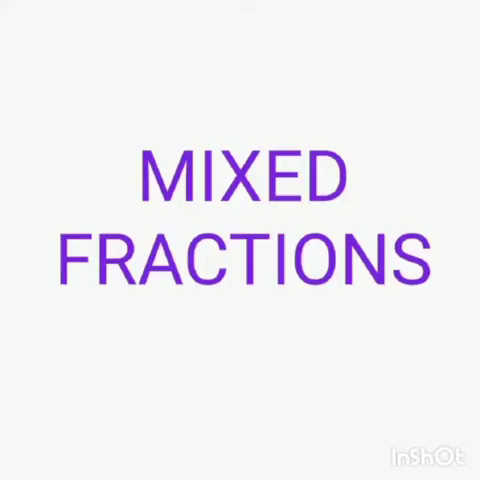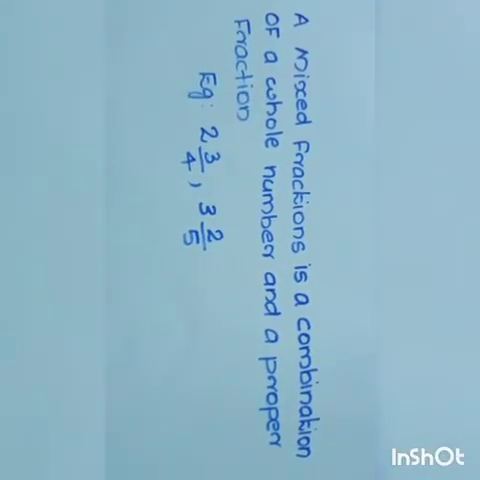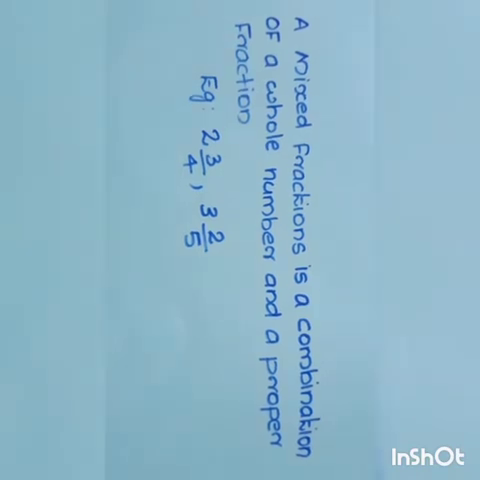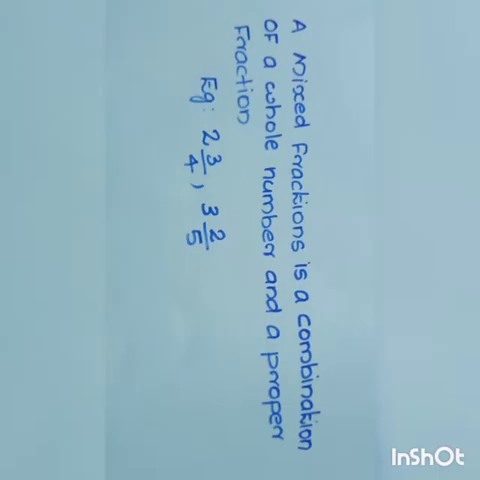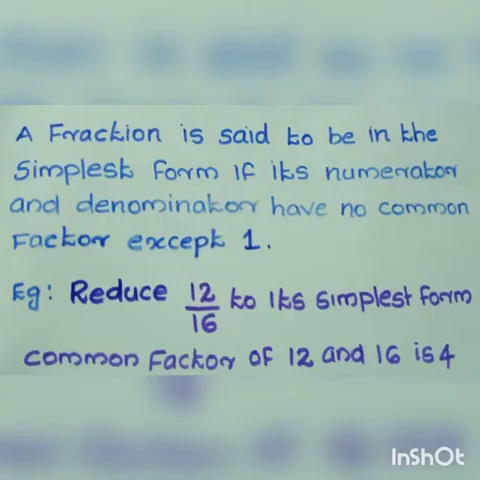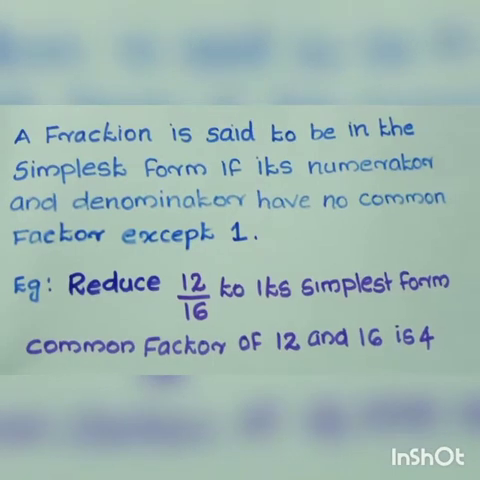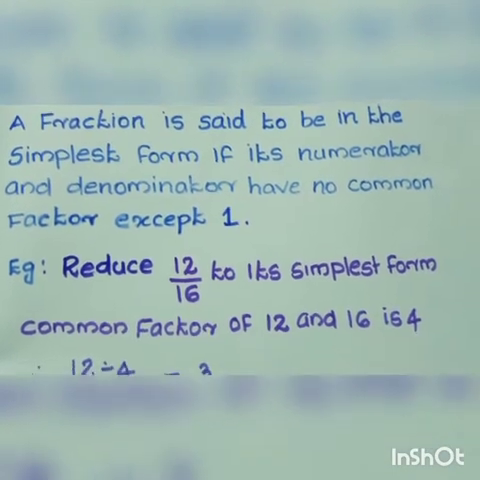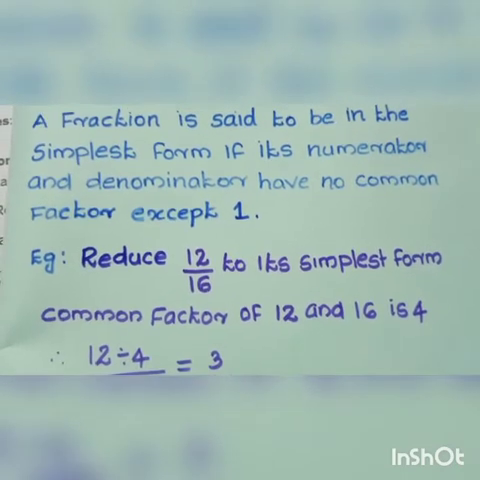Mixed fractions. A mixed fraction is a combination of a whole number and a proper fraction. For example, 2 3 by 4, 3 2 by 5. Simplest form of a fraction. A fraction is said to be in the simplest form if its numerator and denominator have no common factor except 1. For example, reduce 12 by 16 to its simplest form.